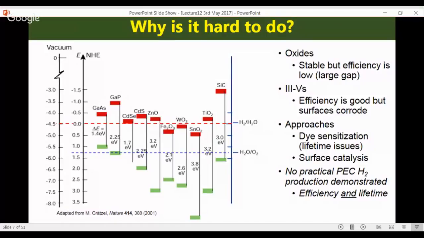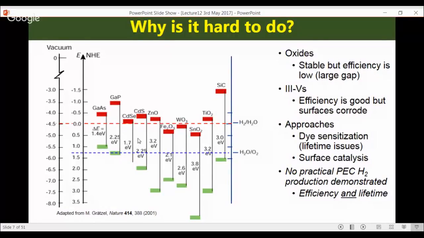Only a few semiconductors are a possibility. For example, you take gallium arsenide, it can evolve hydrogen because its band gap is 1.4. The conduction band is more negative with respect to the hydrogen evolution potential, but the valence band is less positive with respect to the oxygen evolution potential. So this cannot give rise to oxygen evolution. Gallium phosphide is possible, but the oxygen evolution will be difficult.